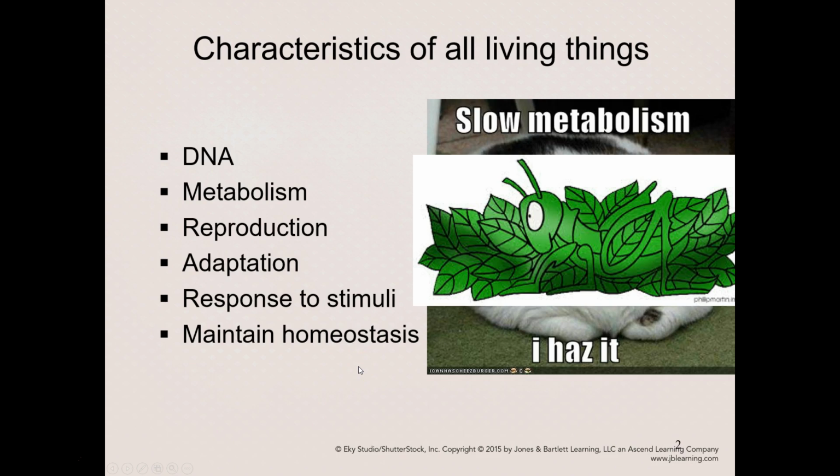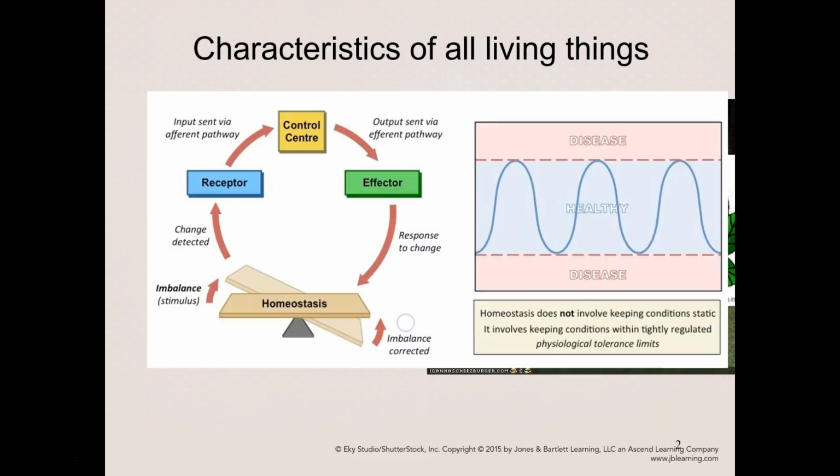Living things also have to be able to adapt. An adaptation is just a change that allows an organism to be better suited to the environment. Living things have to be able to respond to stimulus and have to be able to be homeostatic or maintain homeostasis. So responding to a stimulus, I don't have a picture there, so apologies, is the ability to either move towards or away from some sensation.